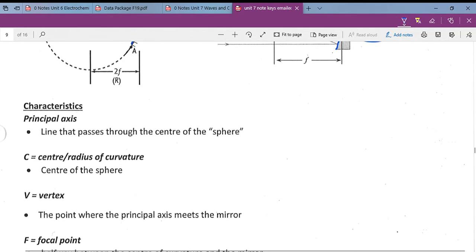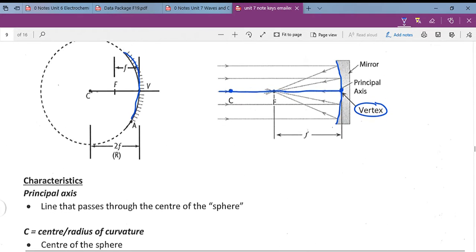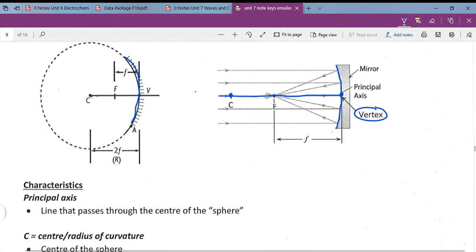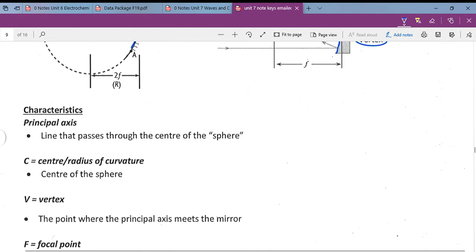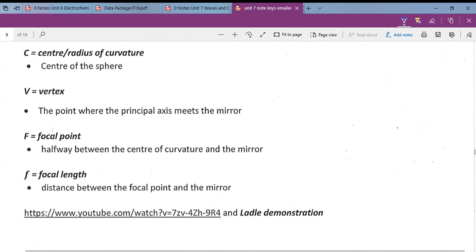So that's the vertex. We're going to have a focal point, which is always halfway between the center of curvature and the mirror. And the focal length is the distance between the focal point and the mirror.